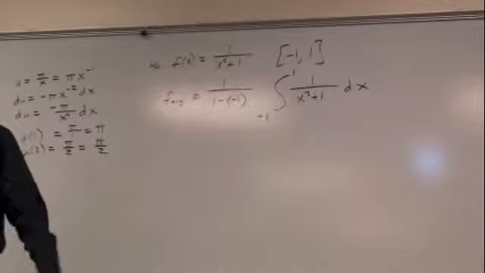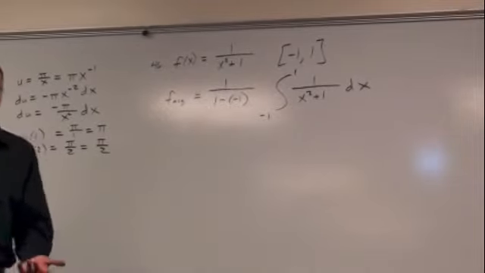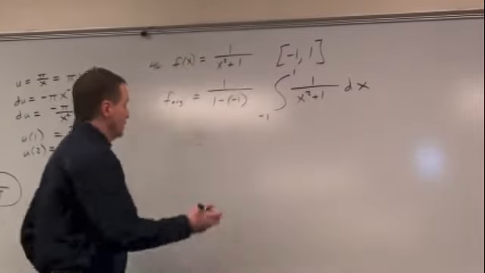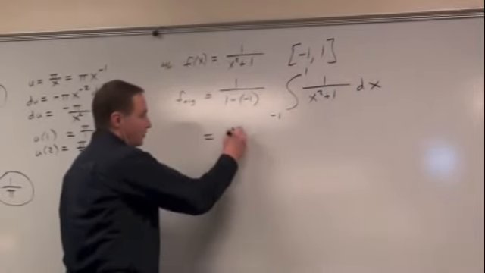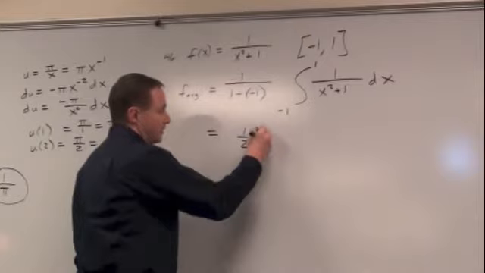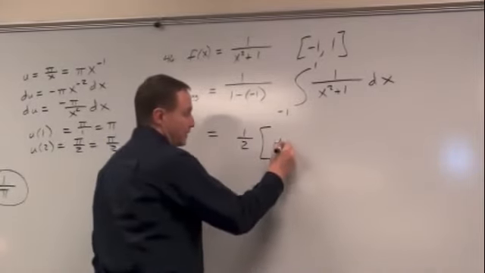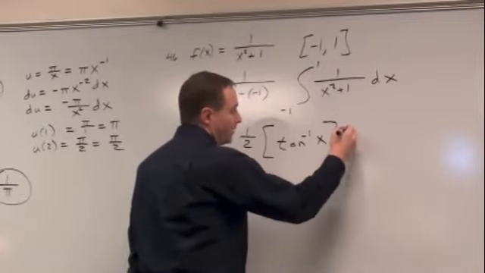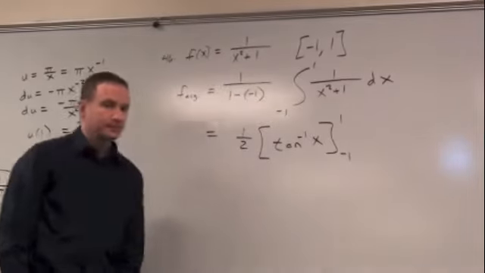This one's quicker than the last one because there's no substitution needed directly. That's an inverse tangent function. So the average value is 1 over 2 times the inverse tangent of x, evaluated from negative 1 to 1.